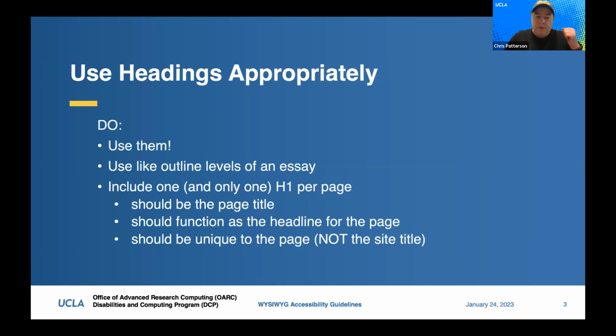So an H1, there should be one H1 per page. It should be the unique title for the entire page, headline for the page, not the site title. And then a heading underneath that would be an H2 at that next level. And then if that H2 section of the page is broken out into some smaller chunks, those would each get an H3, right? So it's a tree essentially. So that's how the outlines work, or how the headings work.